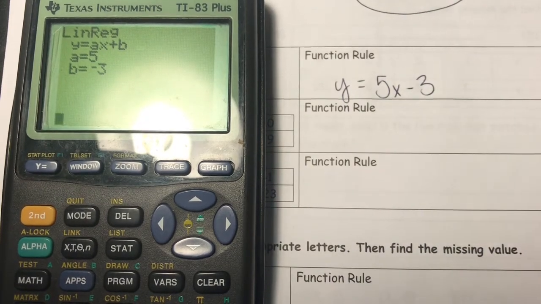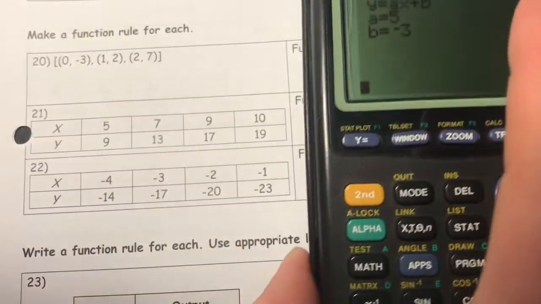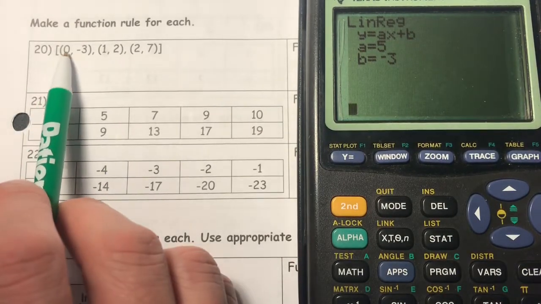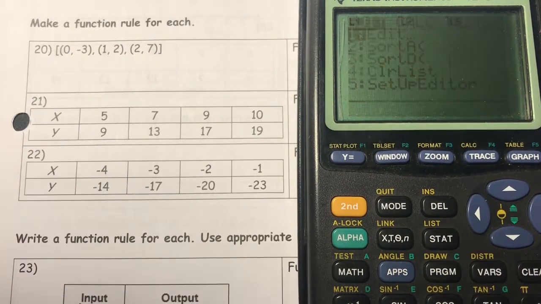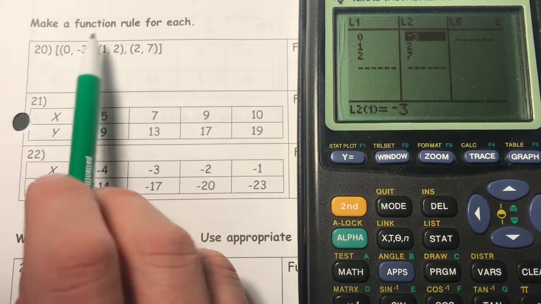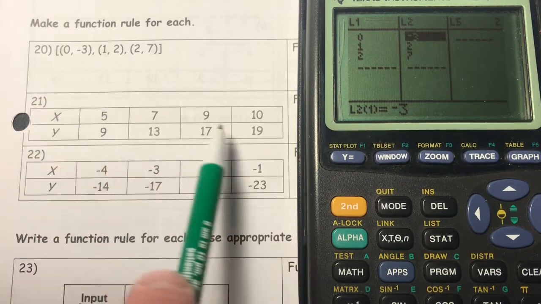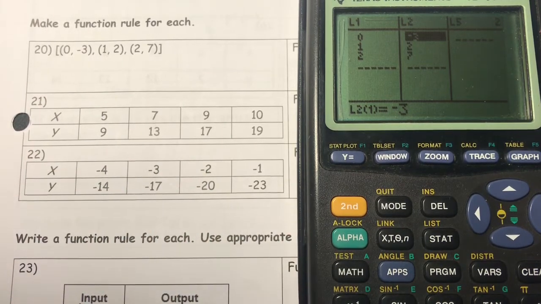So that's that. So when you do the other two, x is going to be your L1, so make sure, since when I did stat edit here, I put all my x values 0, 1, 2 in my L1. Do the same thing here, do the same thing here, okay? I'm going to give you 3 minutes for these two.